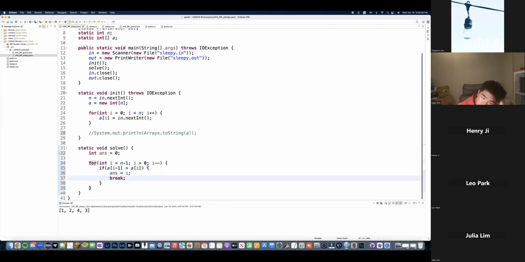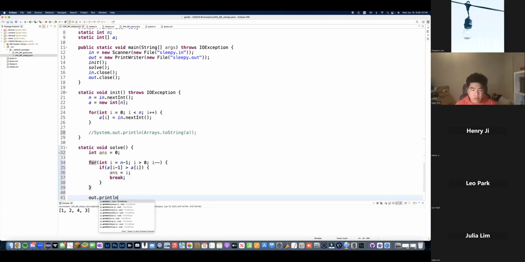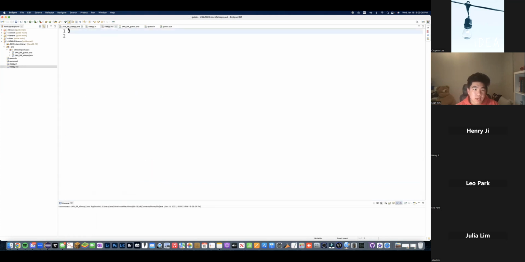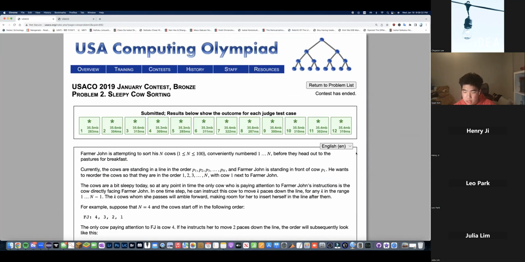Why do we break here? Because once you find how many times we have to sort, you don't have a need to look any longer. So you just break out of it, and then you just print ans. And if you were to run that, it should come out as 3. I already submitted it before, as you can tell, and it was right.